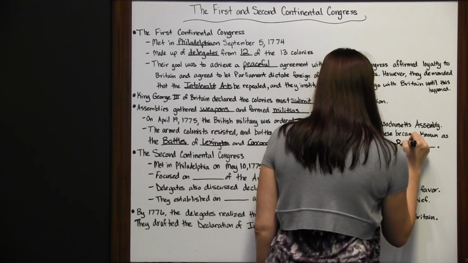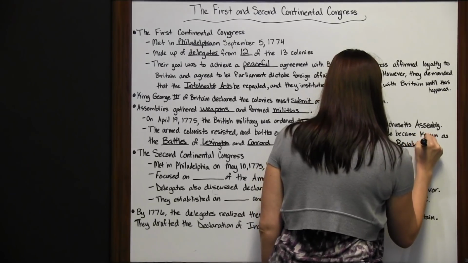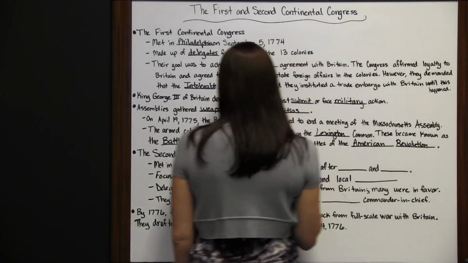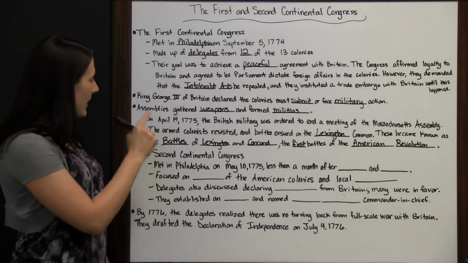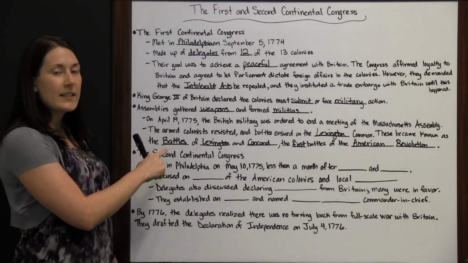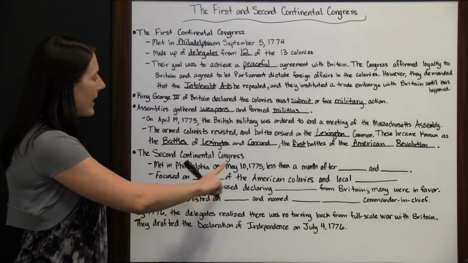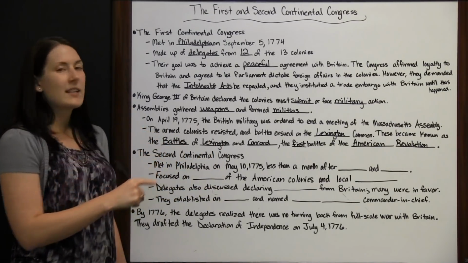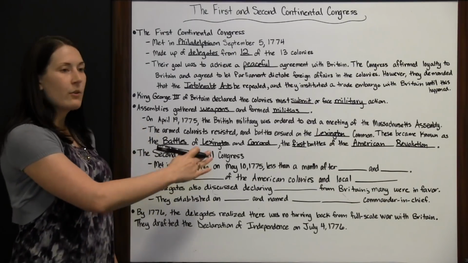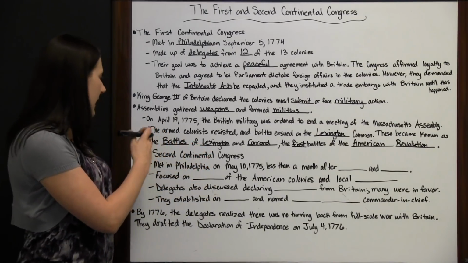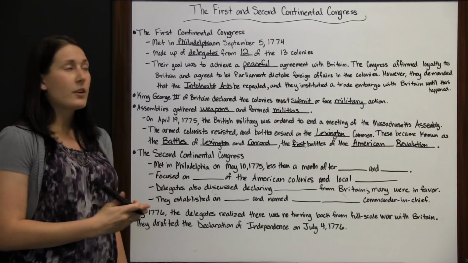So the colonists tried to come to a peaceful solution. It didn't work out. King George said, you're going to listen or there's going to be military action. When the colonists resisted and didn't listen, there was military action. Battles ensued, and the battles of Lexington and Concord became the first battles of the American Revolution. So, war has started. Now we come to the Second Continental Congress.